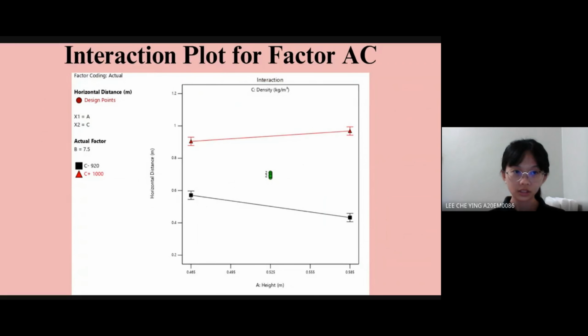Next. This is the interaction plot for factor AC, which corresponds to the graph of horizontal distance against height, with two plotted lines corresponding to two different densities. Based on this graph, it shows the two plotted lines have different gradients compared to each other. So the interaction effect of height and density significantly affects the horizontal distance.